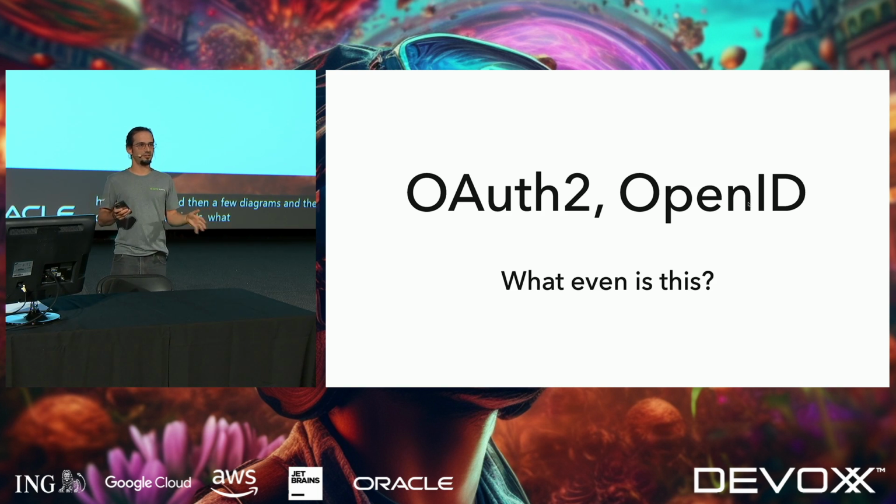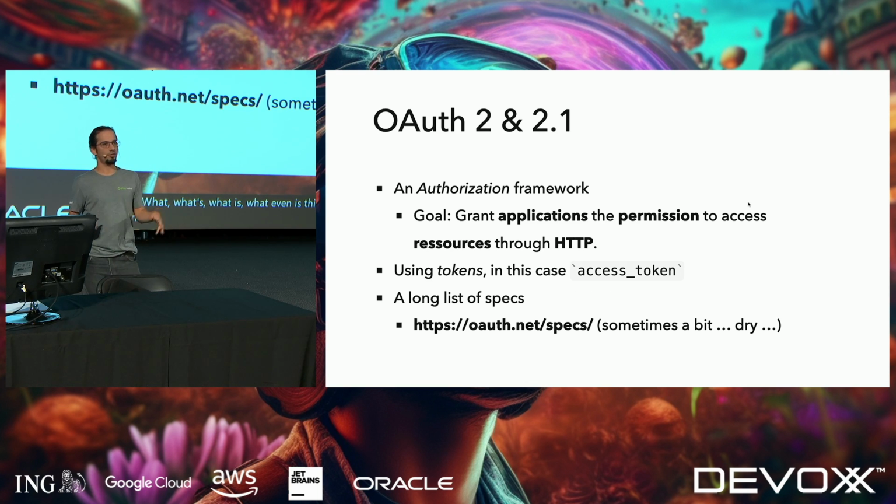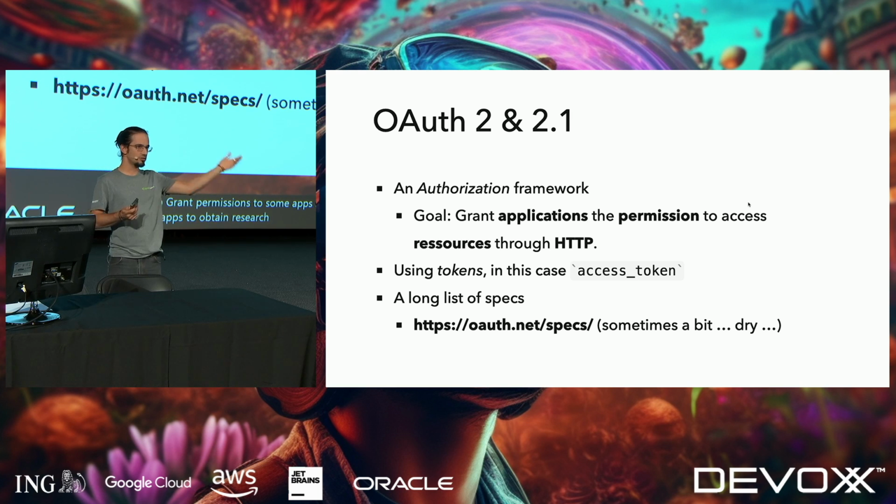What even is this thing? So OAuth is an authorization framework. The auth in OAuth is authorization. The idea is to grant permissions to some apps so they can go talk to other apps to obtain resources like pictures, your calendar, and so on. This is achieved by exchanging a thing called an access token.